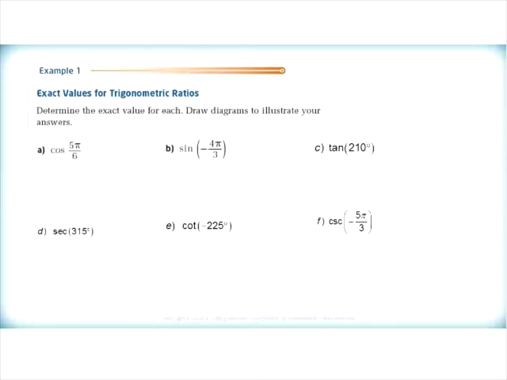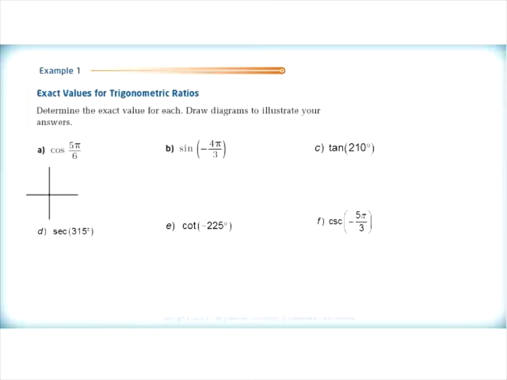Okay, let's have a look at some examples now. Determine the exact value of each. Draw diagrams to illustrate your answer. And you see we have 6 different ones here to do. I've chosen a variety of degrees and radian measures. I've looked at positive angles of rotation, negative angles of rotation, and I've looked at all 6 trig ratios: sine, cosine, tan, secant, cosecant, and cotan. Let's do them. I'm looking for the cosine of 5 pi over 6.